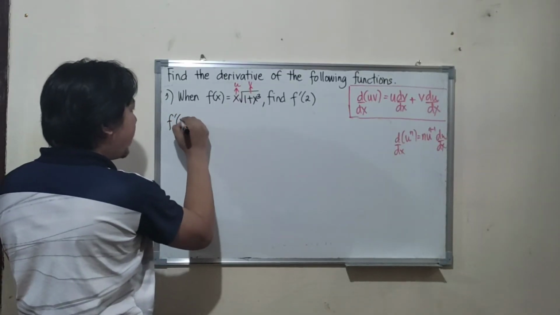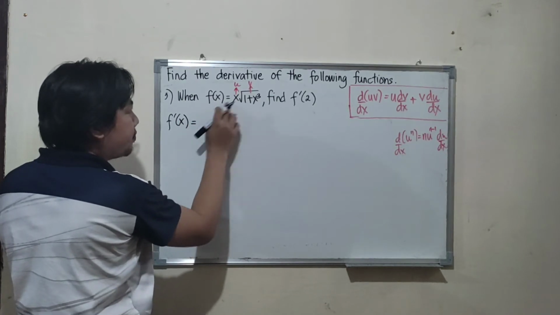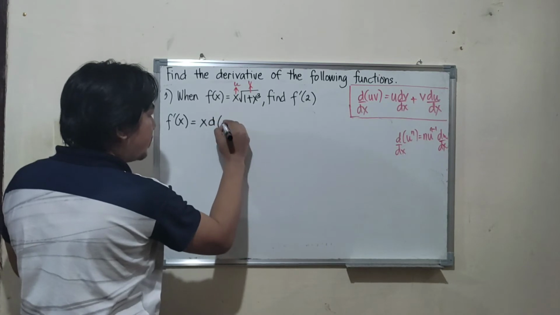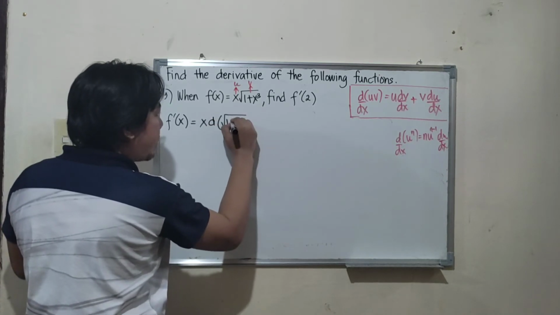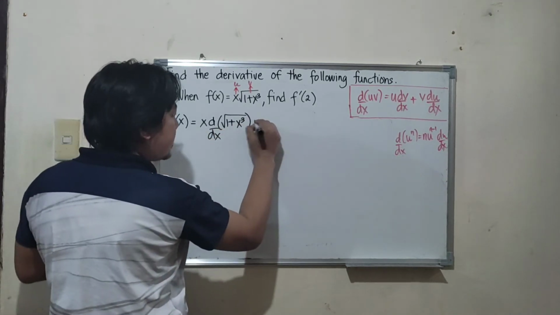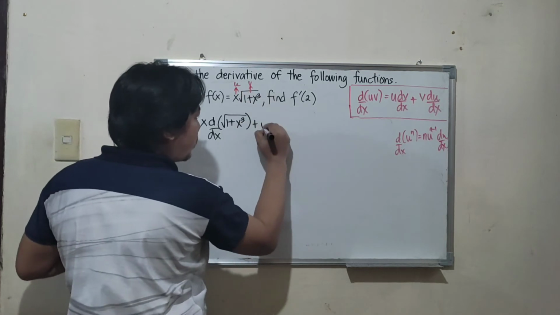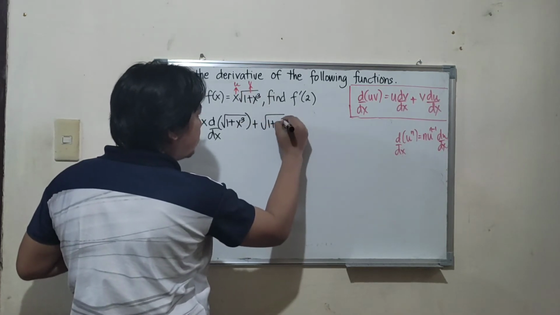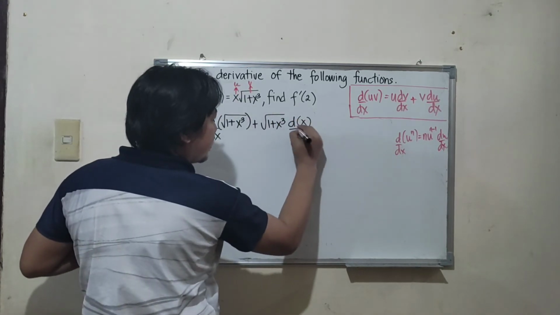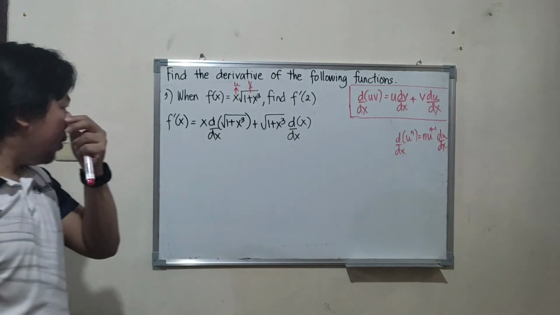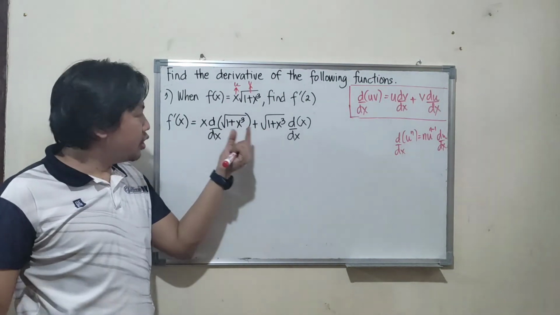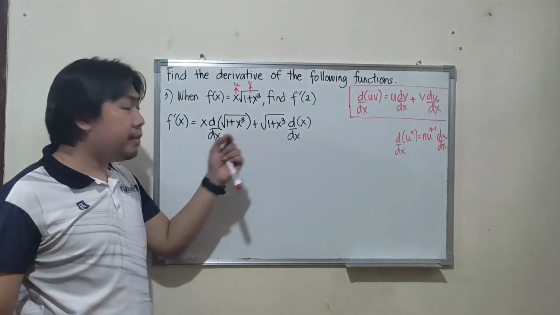We have f prime of x is equal to u, that is x, times derivative of square root of 1 plus x cubed with respect to x, plus v, so that is square root of 1 plus x cubed times derivative of u, which is x. Okay, so now, find the derivative of 1 plus x cubed. So we have direct formula for derivative of square root.